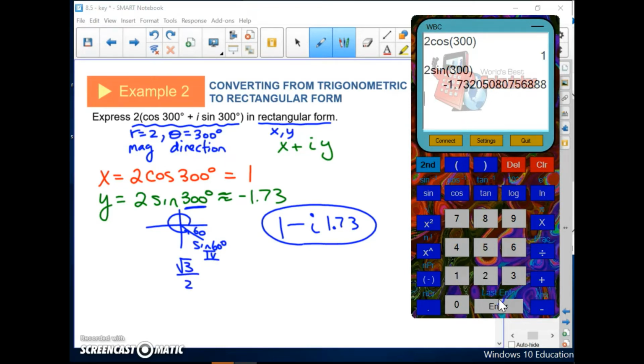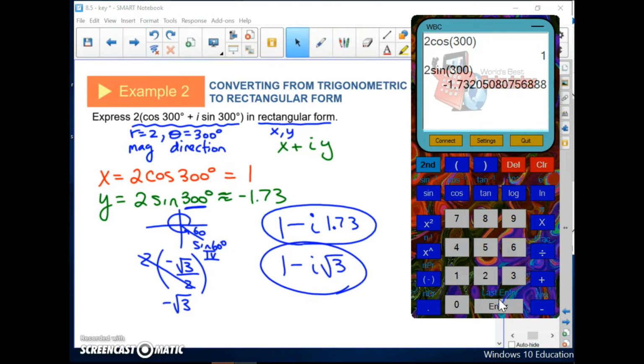What happens to sine numbers in the fourth quadrant? So we'd have 2 for the magnitude times sine 300. The 2's cancel and we get negative square root of 3. Okay, so that negative 1.73 number, that's negative square root of 3. And so maybe a better answer would be 1 minus i times the square root of 3. That's exact, so that's probably the better answer. Typically, when your angle is in the chart, you want to use the chart. If your angle is not in the chart, then you can dig out the calculator.